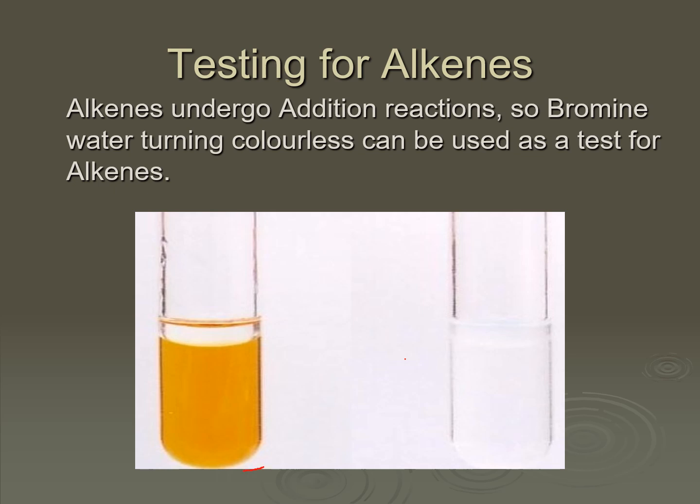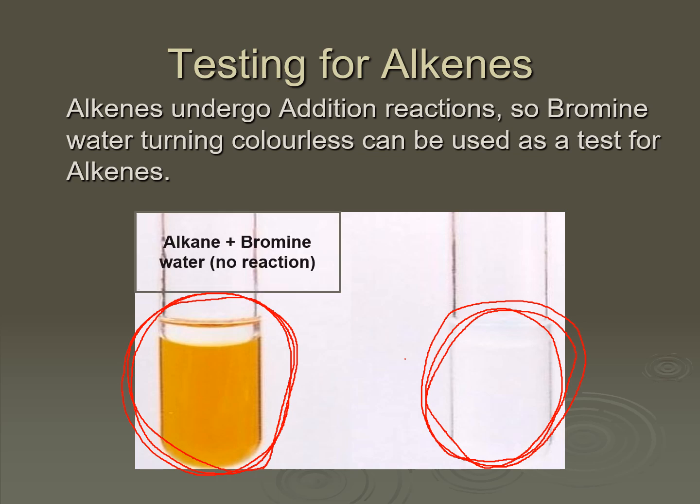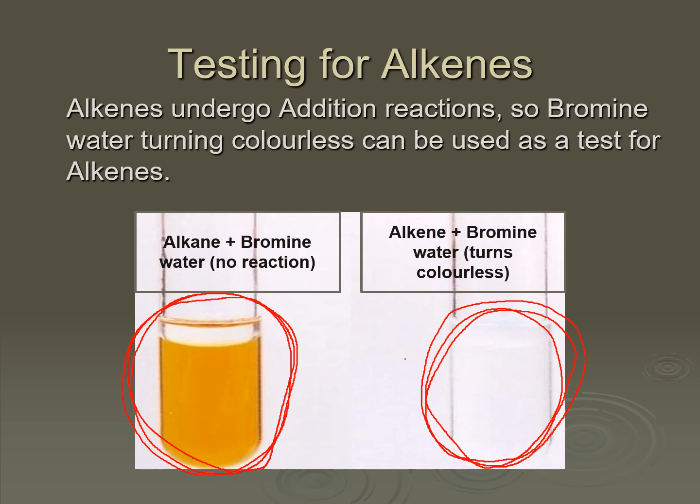So on the left here is what you'd see either before mixing, or if you mixed bromine water with an alkane, and on this side you've got the colourless version, which is what you get after mixing bromine water with an alkene. So the key test: alkane plus bromine water gives no reaction. Alkene plus bromine water decolorizes. So the key thing to write down, or to remember, is that alkenes cause orange bromine water to turn colourless.